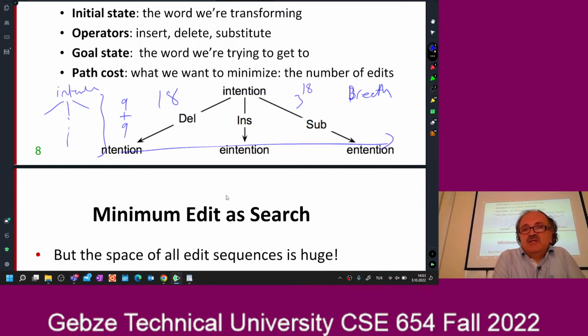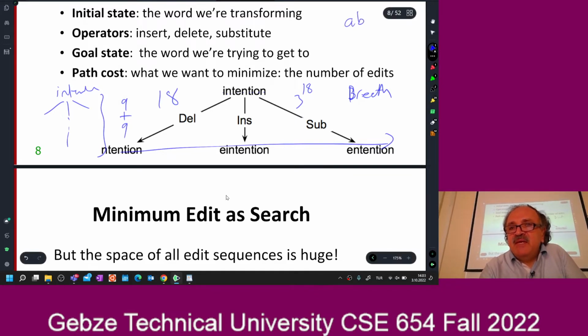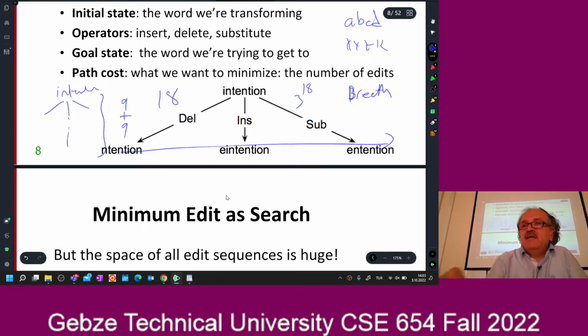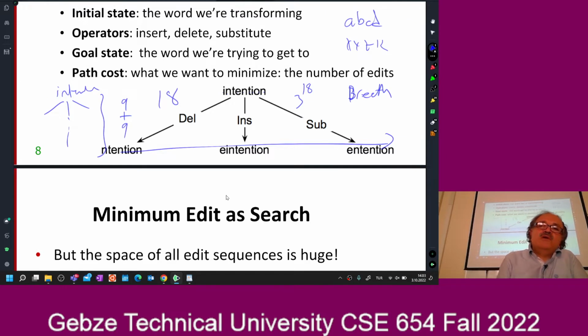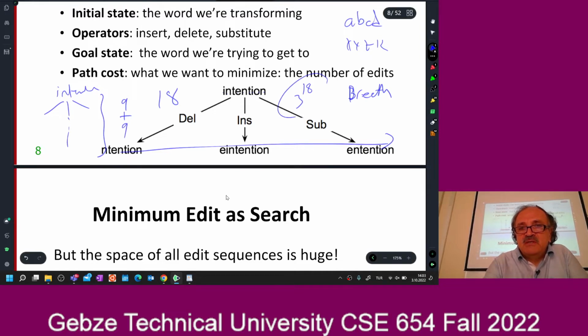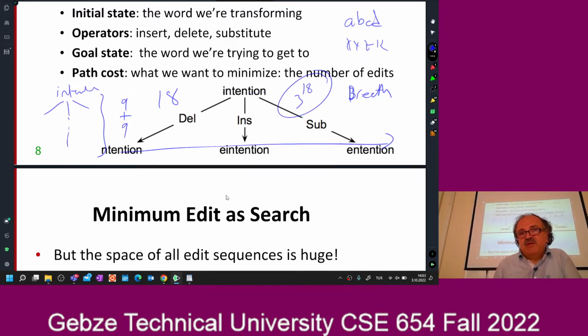Let's say my word is A, B, C, D, and I'd like to find the distance to X, Y, Z, K. In this case, I am going to do 4 deletions and 4 insertions. I have to explore the whole tree, right? So this is a very large number. I don't like this number. Can I do better than that? That's what we are going to do. Can I do better than that?